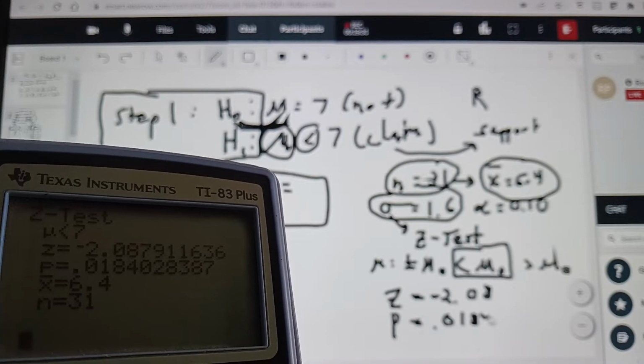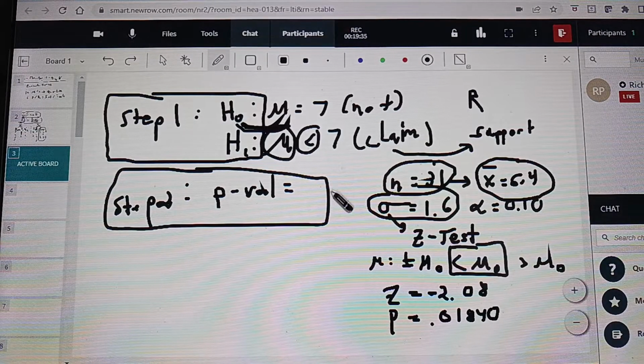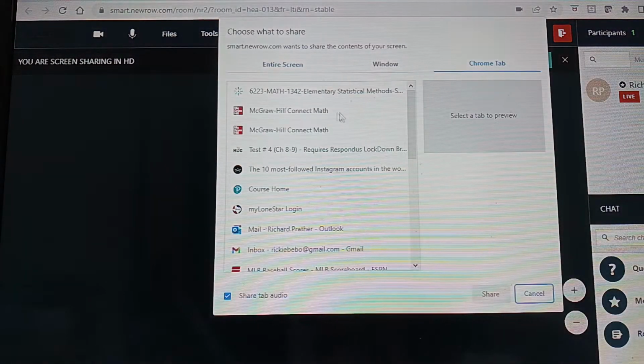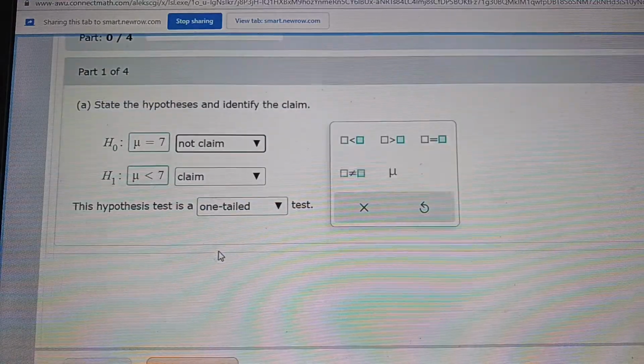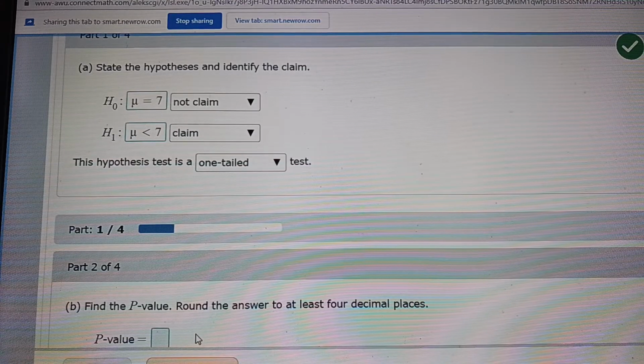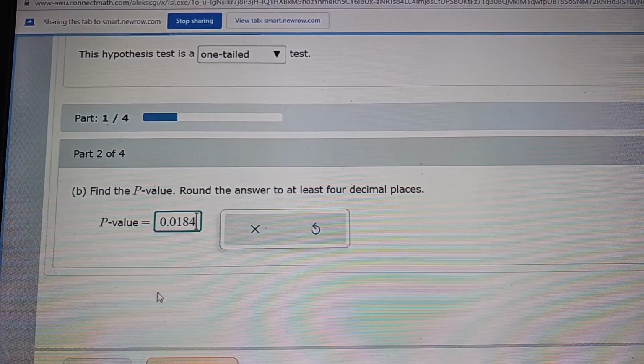So the p-value is sort of low, 0.184. And then there's a 0 after that, so we don't have to add one. So on the test, you'll just say my step 2 is 0.184.